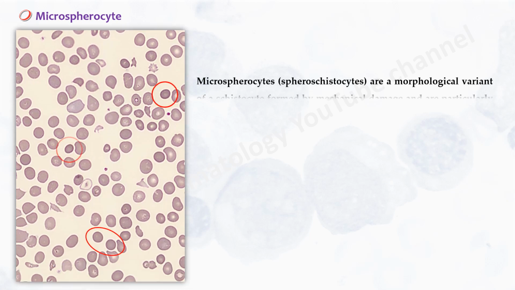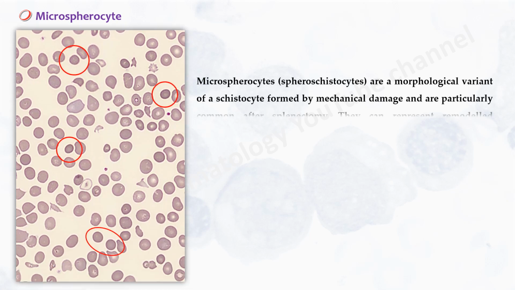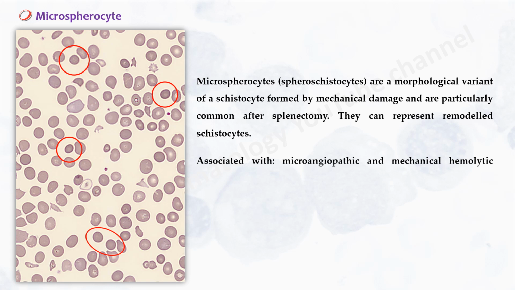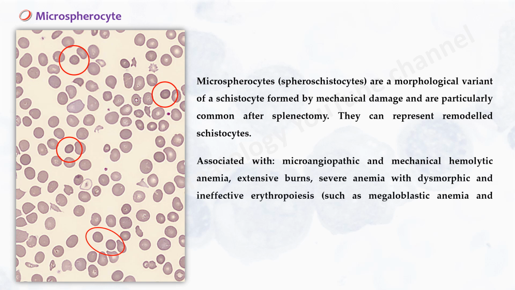Microspherocytes are a morphological variant of a schistocyte, formed by mechanical damage and are particularly common after splenectomy. They can represent remodeled schistocytes. Microspherocytes are associated with microangiopathic and mechanical hemolytic anemia, extensive burns, severe anemia with dysmorphic and ineffective erythropoiesis.